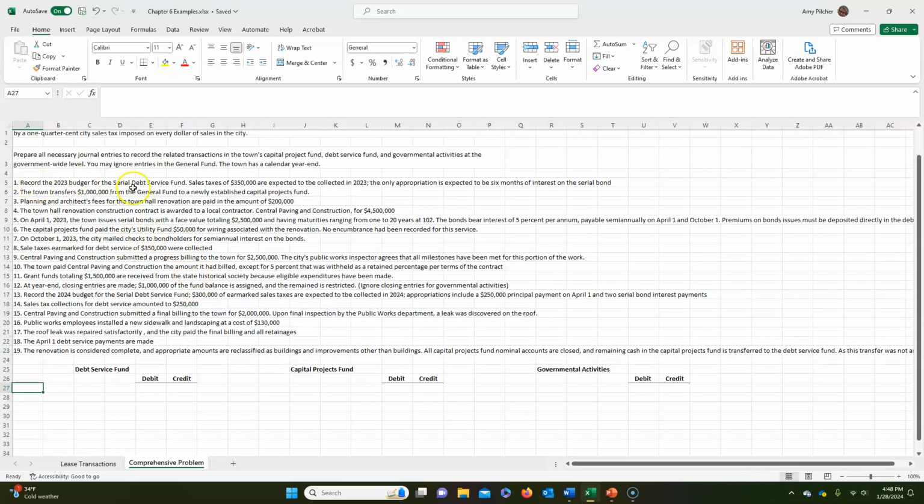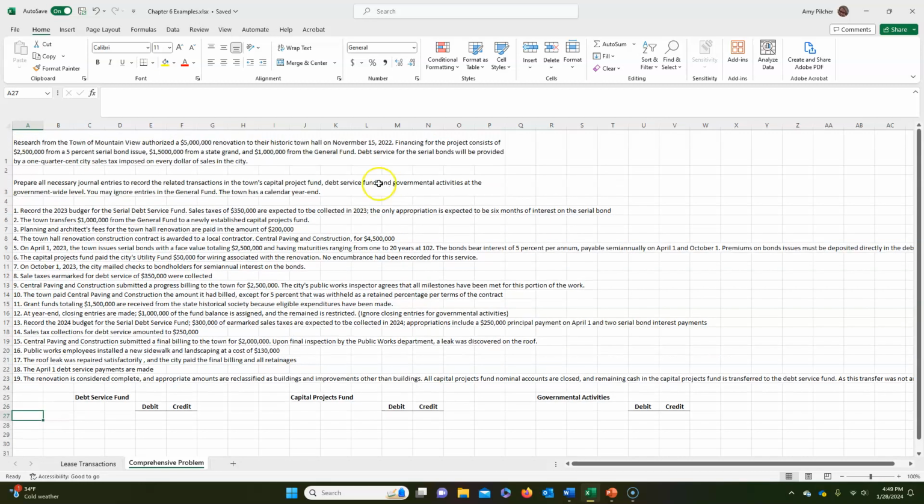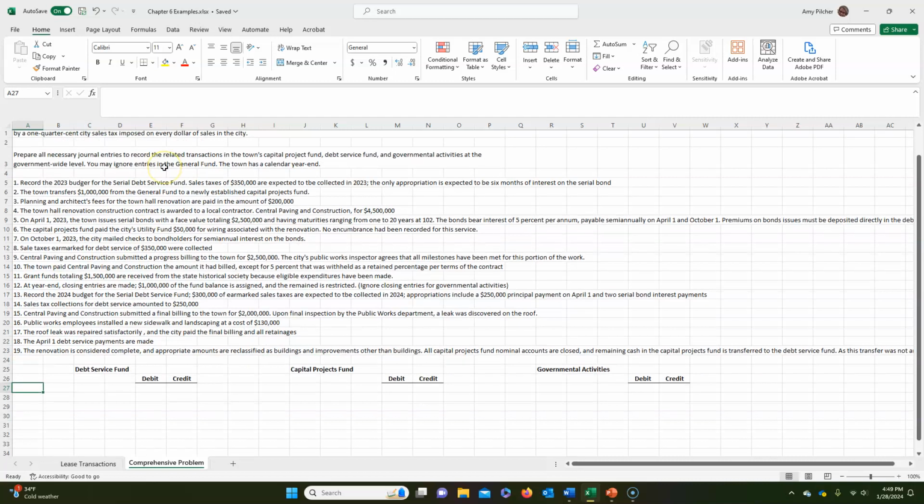First, we record the 2023 budget for the Serial Debt Service Fund. Sales taxes of $350,000 are expected to be collected in 2023. The only appropriation is expected to be 6 months of interest on our serial bond. So that serial bond was a $2.5 million, 5% serial bond issue. Then we get $1.5 million from a state grant and $1 million from the general fund.